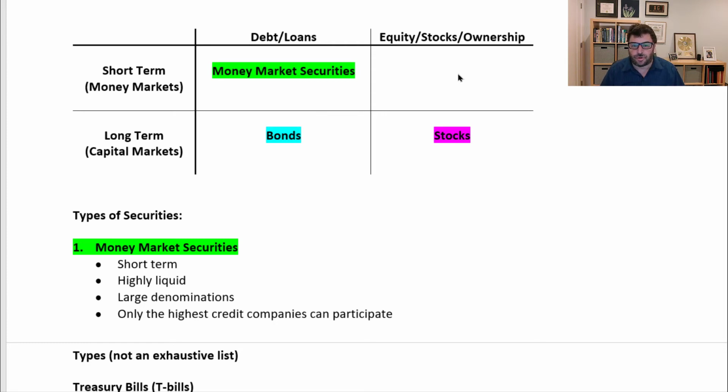There are no short-term ownership stakes. So ownership stakes are all long-term. So this box is empty. And down here we have stocks, and stocks refer to equity stakes, ownership of the company, and we'll talk about that as well.